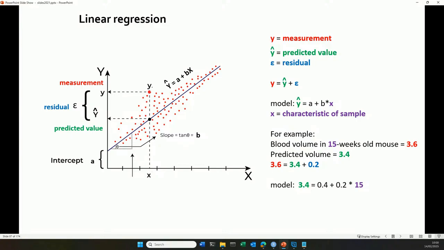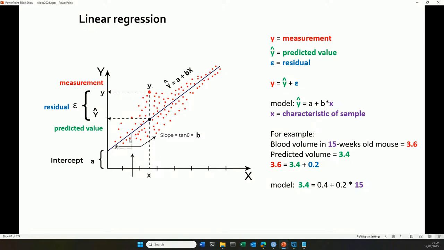So what exactly are we doing when we do regression? Basically, we have our red points, our measurements. All the red points that you see here are the things that we have measured, the data that we have. And what we want to do is fit a line through these points that shows the average behavior of all the points.